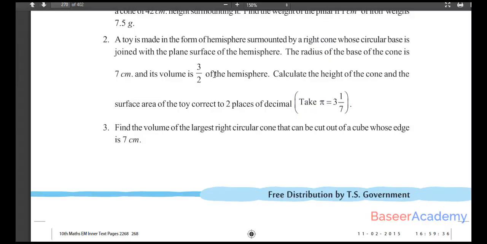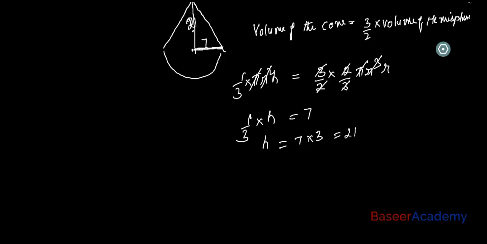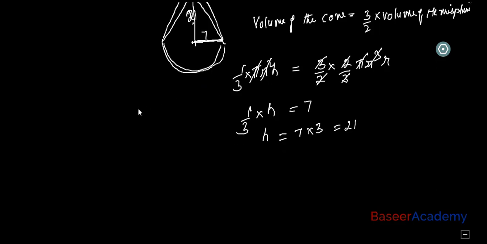So they wanted us to calculate the height of the cone. And then they also want us to find out the surface area of the toy correct to 2 places of decimal. If we have to find out the surface area, we have to find out the curved surface area of the cone, and then we also have to find out the curved surface area of the hemisphere. First, let us find out the curved surface area of the cone.